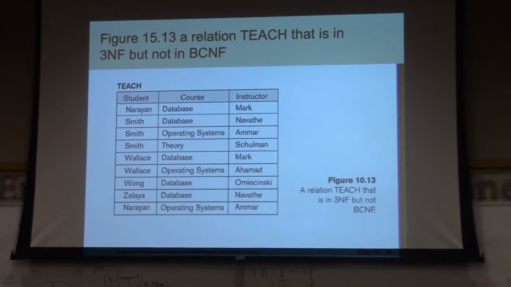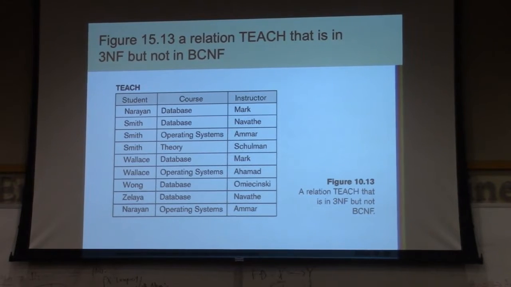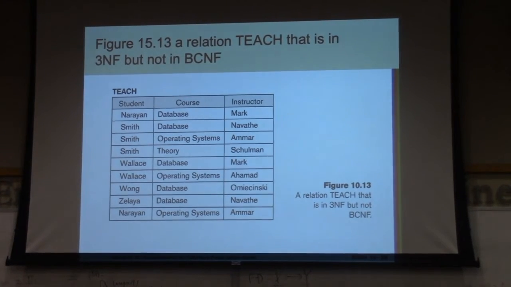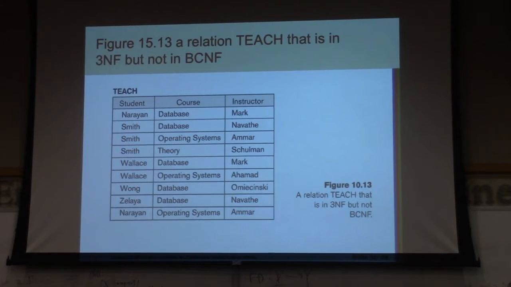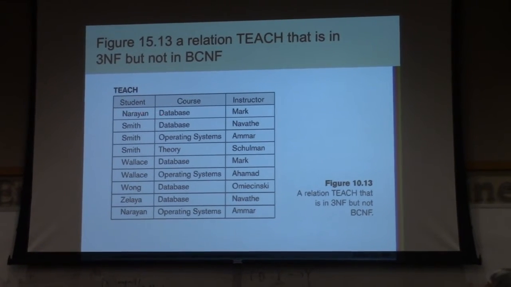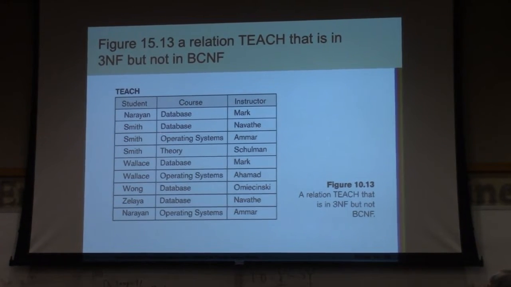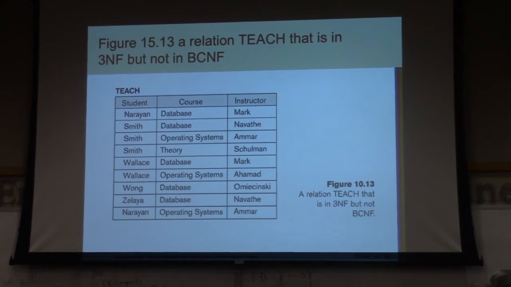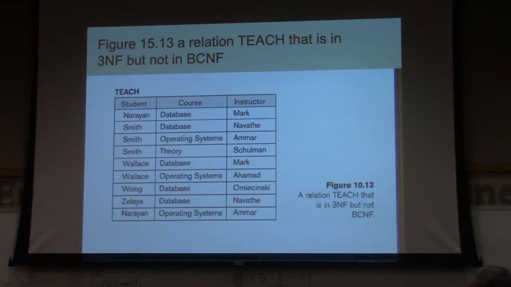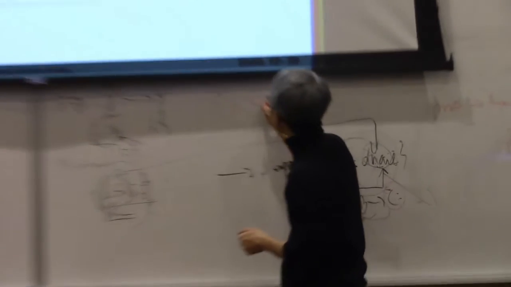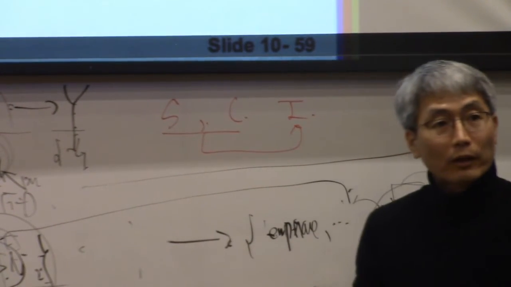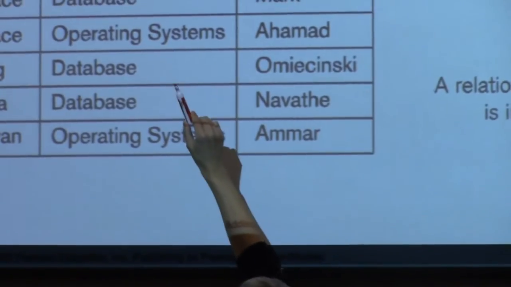So, what about this? This is data. There is no key we need to identify. So, student and course. Student name and course determine their instructor, right? So we can define the student and course as the key, prime attributes. They determine the instructor, right? So Narayan database Mom, Smith database Nabel, Smith operating system Amar, Smith theory Schumann. Yes, so the student and course determine the instructor. Okay. However, if you look at this one, you may realize there is redundancy: database, database, database.